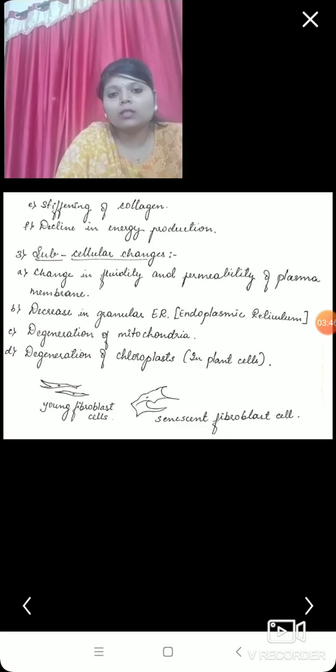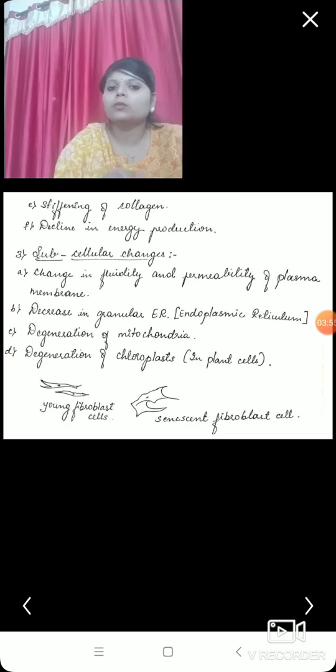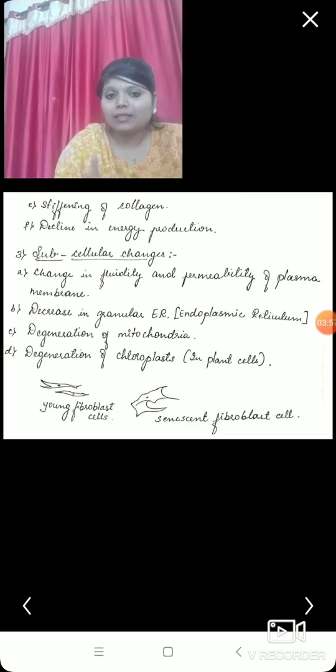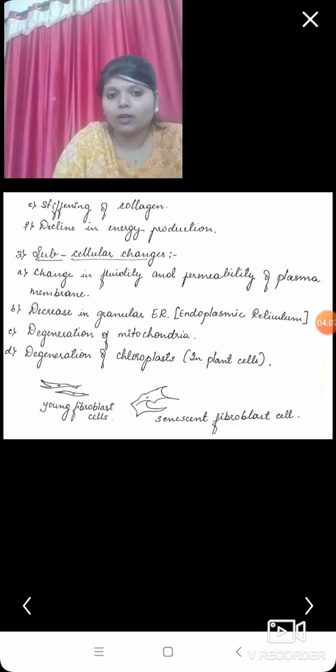How does the decline in the energy production take place? When there is a destruction or a decline in the processes of the mitochondria and the ribosomes, which in turn will lead to the translation, that is protein synthesis, going to decline, and also there is an energy production decline in the body, in the cell.